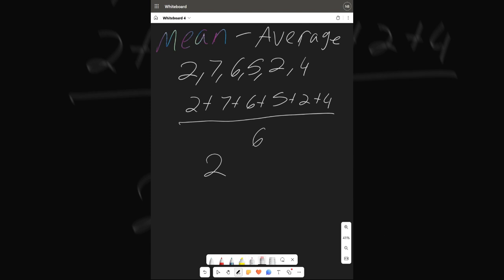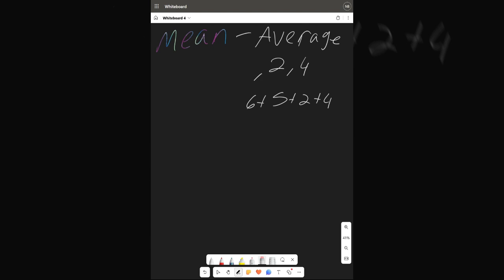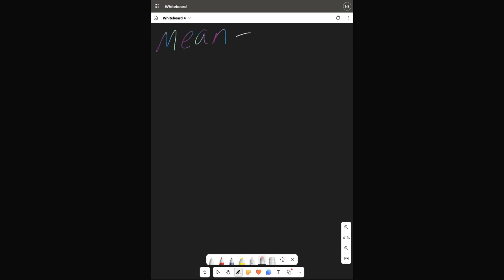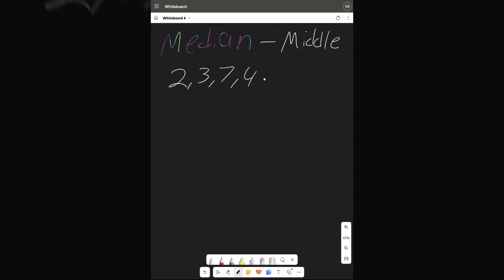Next, we're going to do median. So for the median, the way I remember median is it kind of sounds like middle. I think of the median as the middle. Let's go with a similar data set: 2, 3, 7, 4, 5, 6, doesn't matter, 12.